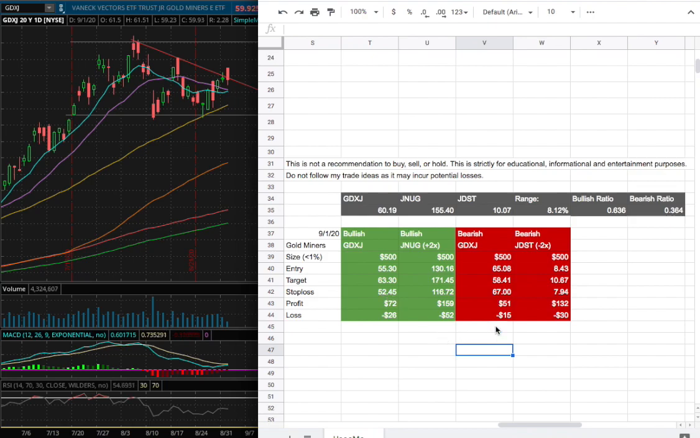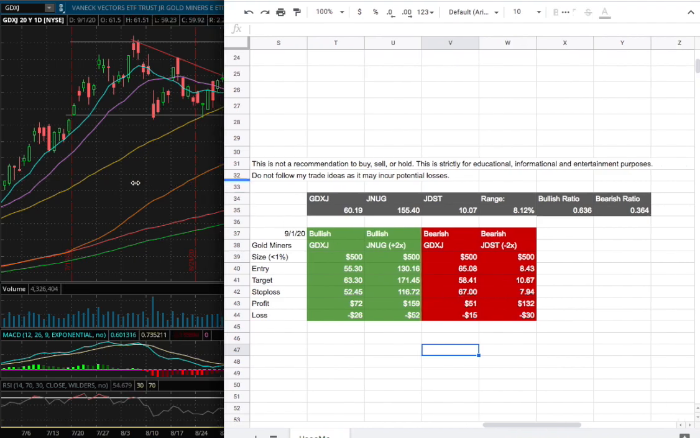On the other hand, if I were to open a short position, my entry will be $65.08. That is that range where we encountered previous resistance that dated back to August 5th. And my sell target will be $58.41, and my stop loss will be $67.